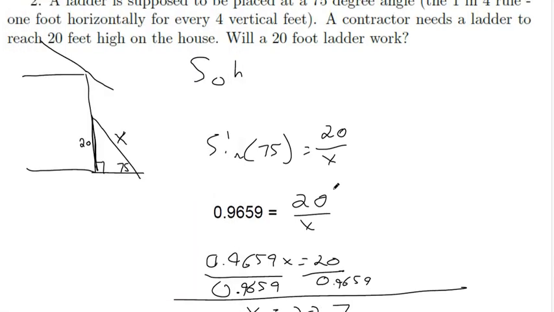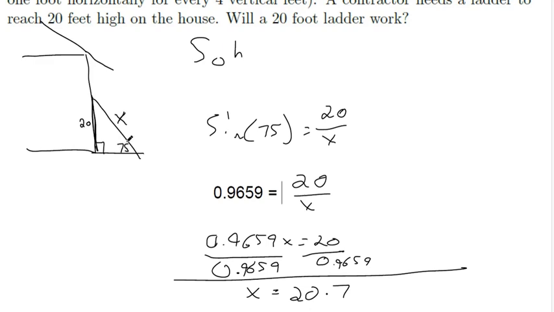Okay, so the ladder they need is a 20.7 foot ladder. Yeah, this ladder is going to work. A 20-foot ladder is going to be fine. Okay. Wait a second. No, it's a little bit short. Sorry. According to these rules, you need a 20.7 foot ladder, so you're going to have to stretch a little bit because there's an extra 0.7 you're not going to reach with a 20-foot ladder.